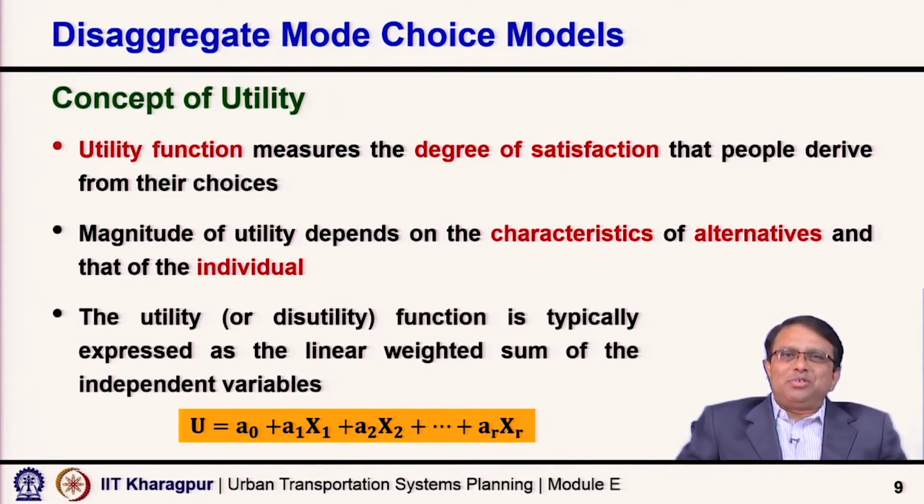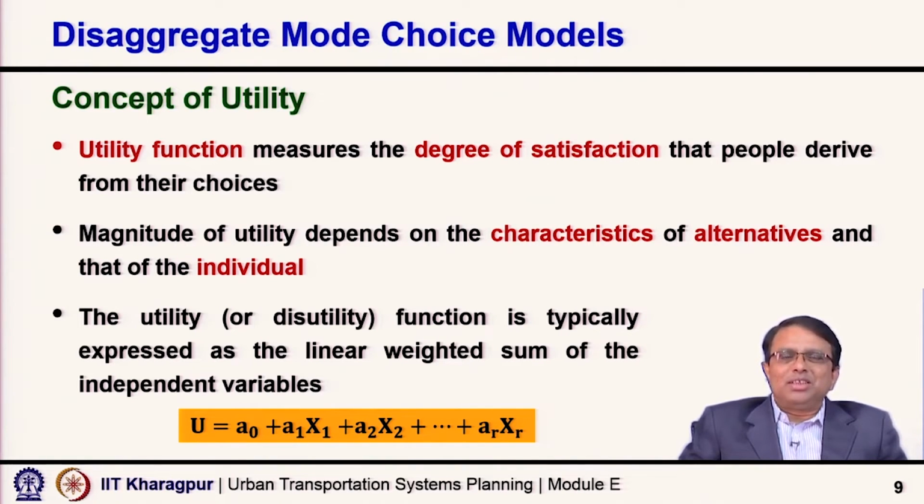The utility function is typically expressed as a linear weighted sum of the independent variables. We know what the variables are: they may be related to the characteristics of the alternative, maybe the characteristics of the individual. Those are my vector x1, x2, x3, x4 like that, and we have certain weightage, a1, a2, a3, and there could also be a constant a0. This very simple linear weighted sum we are calculating, and that is what is giving us the utility.